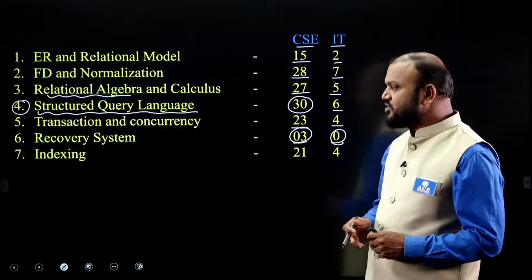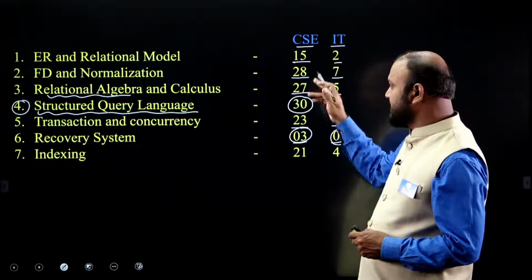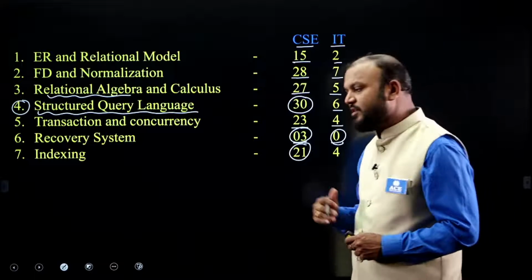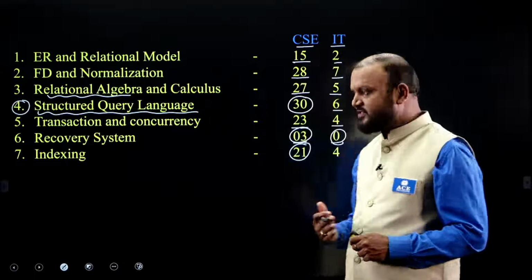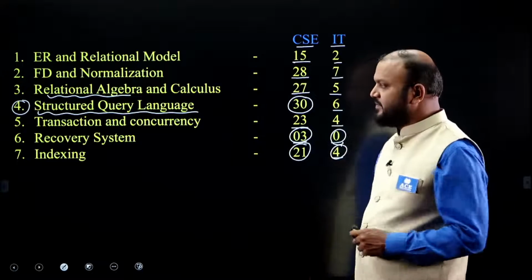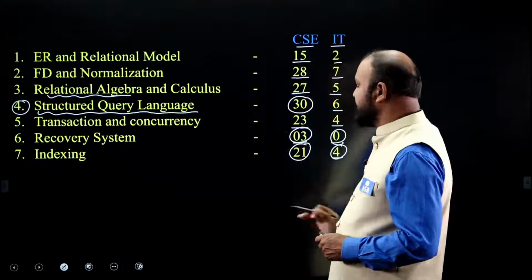And one more chapter is called indexing. Indexing is also equally important when compared with other chapters. There are 21 questions so far, mostly on finding the order of B tree and B plus tree. That kind of questions are asked, and 4 questions in the IT paper.